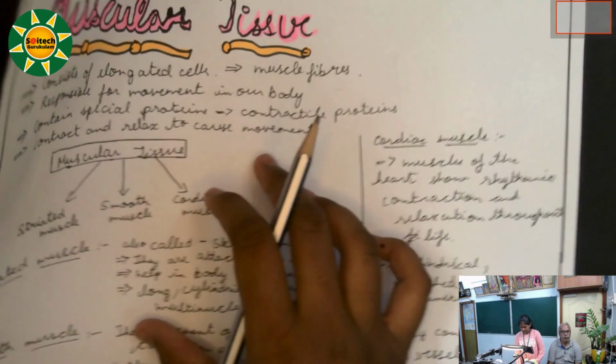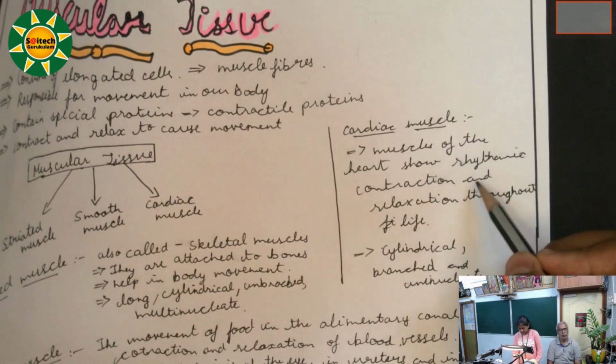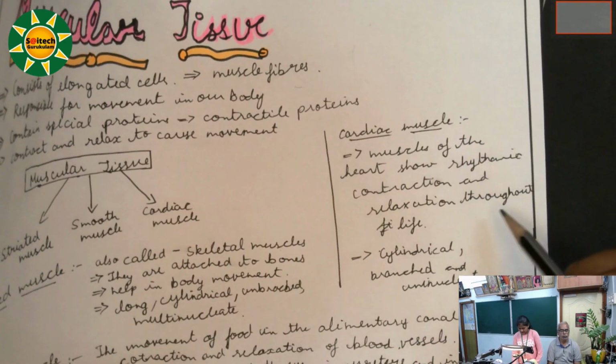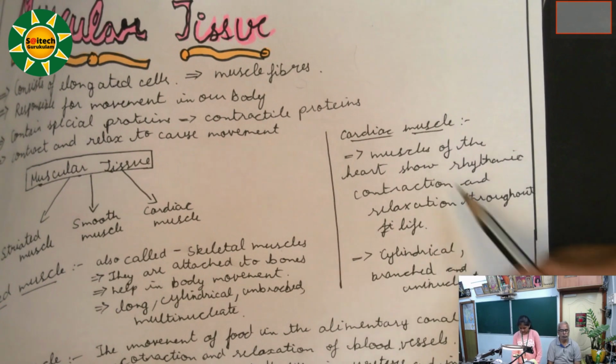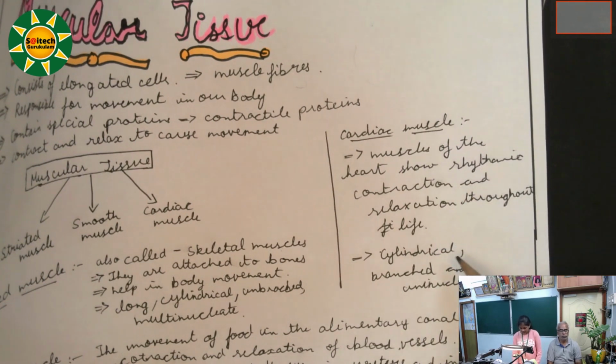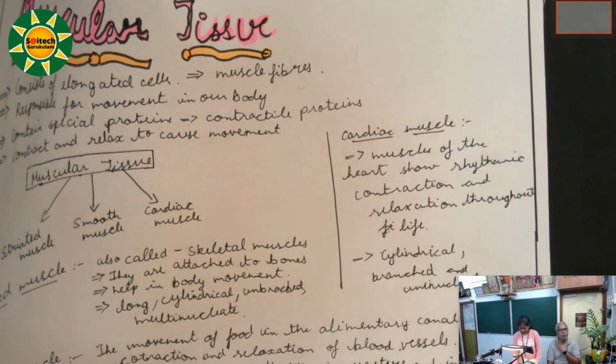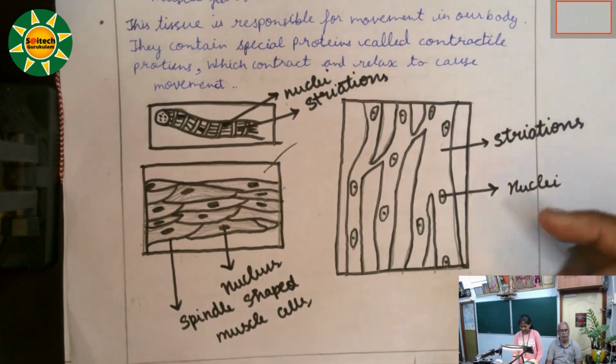And next we have cardiac muscle. Muscles of the heart show rhythmic contraction and relaxation throughout life. This is the work of cardiac muscle. Cardiac muscle is cylindrical, branched, and uninucleate. And this is the diagram of cardiac muscle.